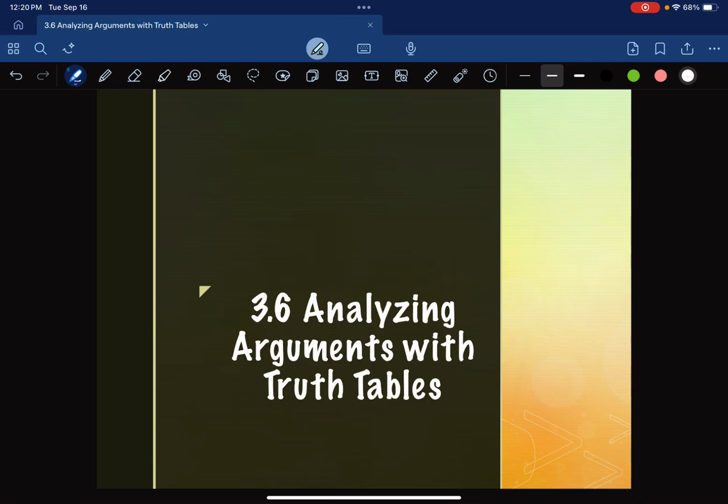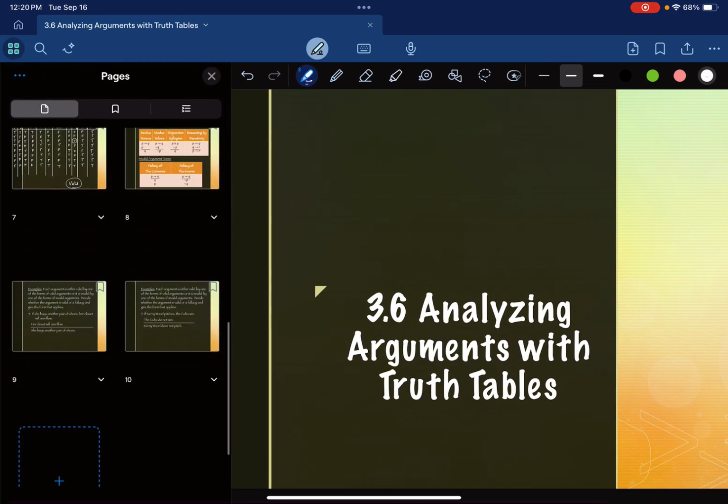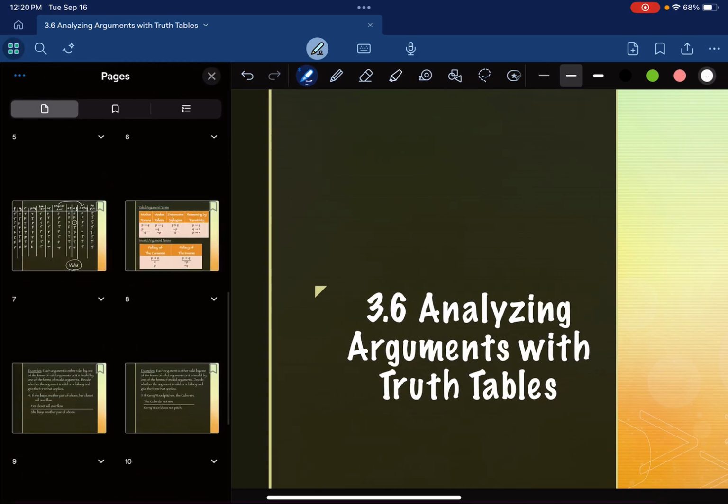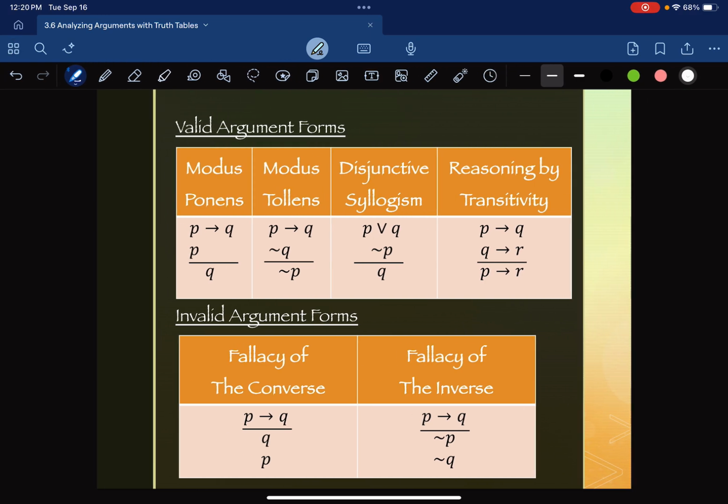So we're going to finish up just the last little bit here of section 3.6. We were taking a look at truth tables last time, and there's one more thing in this section that we didn't quite get to, and these are valid argument forms. There are 4 valid argument forms and 2 invalid argument forms. The 4 valid argument forms have the names modus ponens, modus tollens, disjunctive syllogism, and reasoning by transitivity.